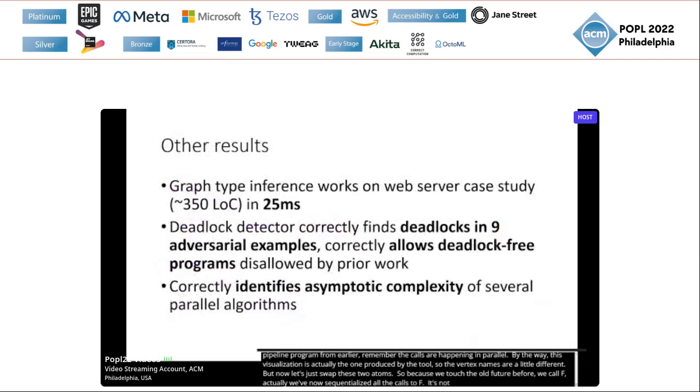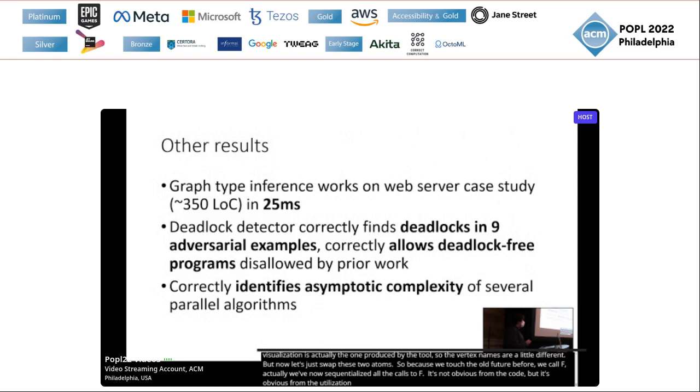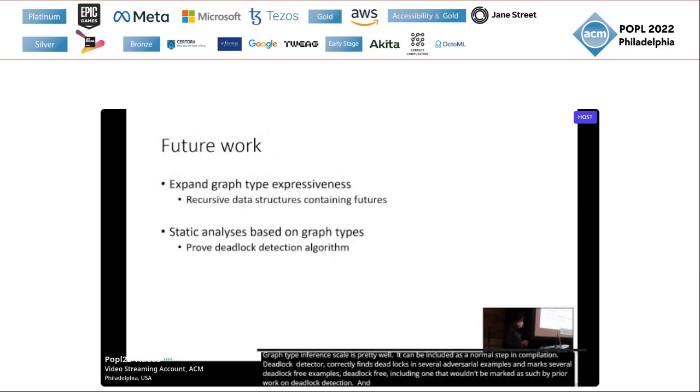A few other empirical results. Graph type inference scales pretty well, so it can be included as just a normal step in compilation. The deadlock detector correctly finds deadlocks in several adversarial examples and marks several deadlock-free examples as deadlock-free, including one that wouldn't be marked as such by prior work on deadlock detection, and correctly identifies the asymptotic complexity of several parallel algorithms. So in terms of future work, there's lots to be done in expanding the expressiveness of graph types.